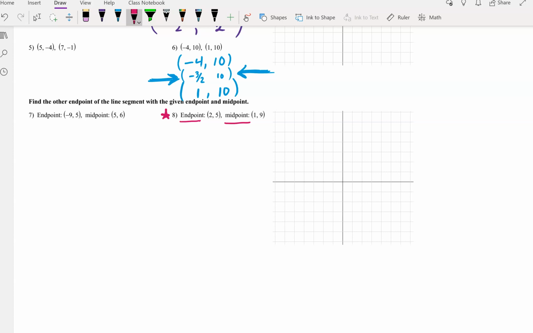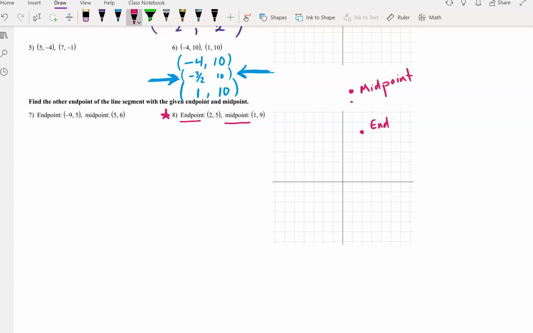So let's graph this. Let's see, 2 and 5. 1, 2, 3, 4, 5. 2, 5. That's the one endpoint, and I'm going to label that as an endpoint so I remember what that is. And 1, 9. Oops, looks like I'm going to go off the graph here. That's okay, we're going to make it work. 1 and 9. So 1, 2, 3, 4, 5, 6, 7, 8, 9. And that is my midpoint.